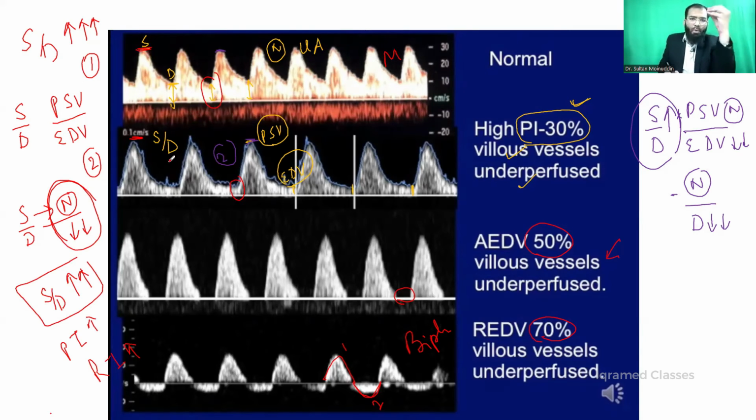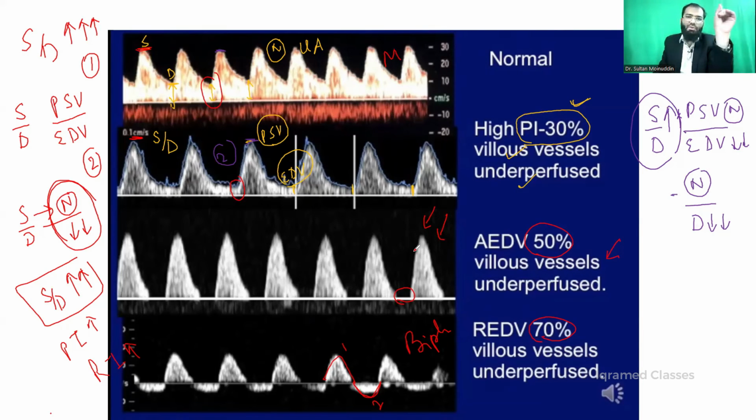So whenever you are interpreting this waveform, suppose a patient presents to you and you see this form of waveform, then what is the first thing you should ask? Have you done a technically correct ultrasound?